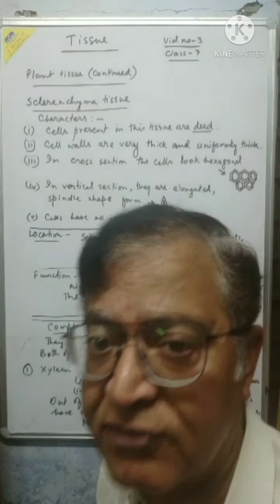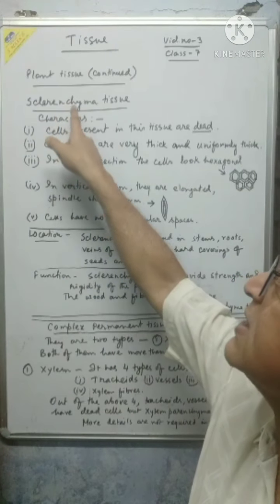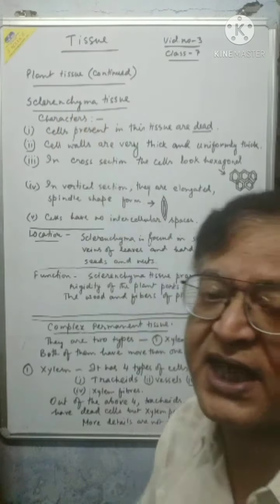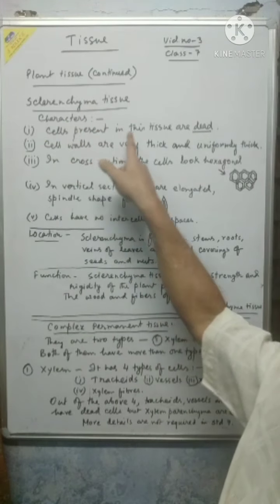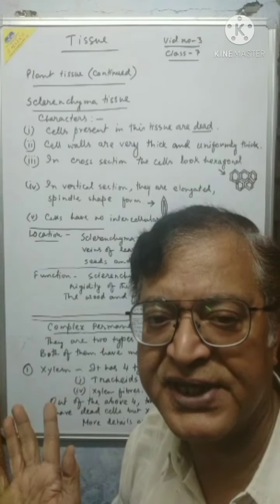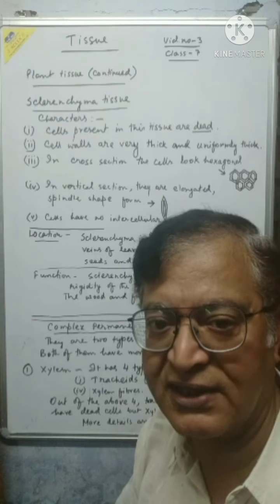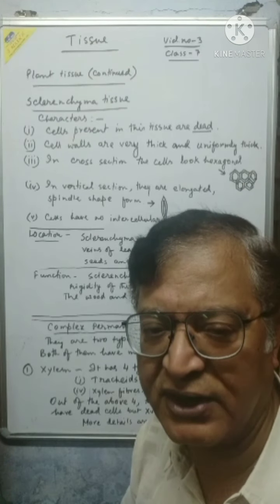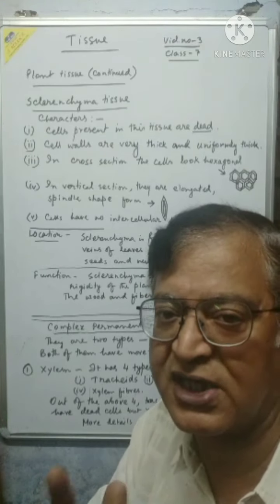Sclerenchyma, spelling, be careful: S-C-L-E-R-E-N-C-H-Y-M-A, sclerenchyma tissue. Characters: cells present in this tissue are dead. All the cells present in this tissue are dead because they are mature cells, they lose the ability to divide and finally they become dead. So dead cells compose the tissue.